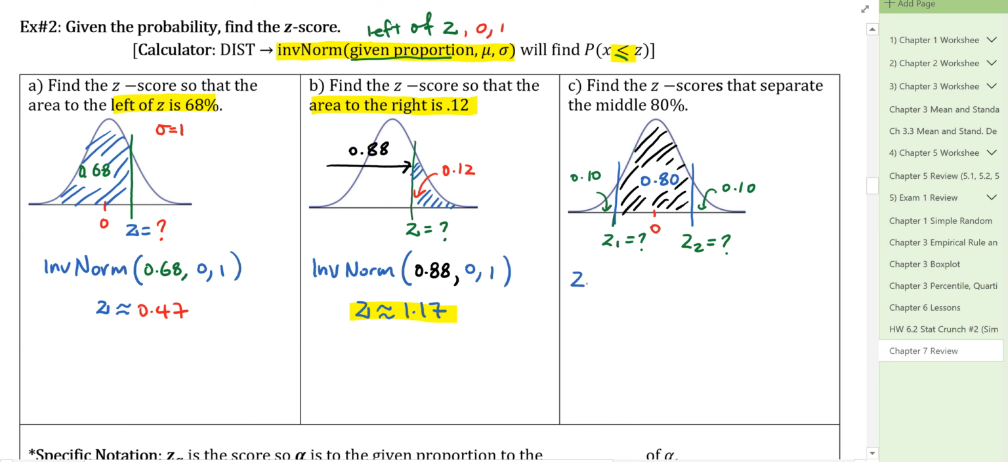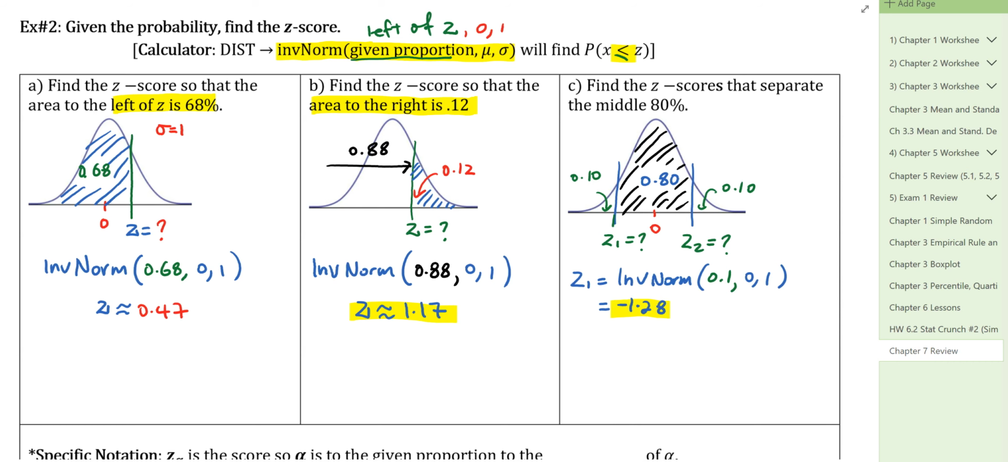So z1 is equal to inverse norm. Okay, I want to put the area on the left of z1. On the left of z1 is 0.1. So I enter 0.1. And mean and standard deviation are 0 and 1 respectively. So enter that in your calculator. We'll get negative 1.28. Okay, so that is z1. Now let's think about it, since it's symmetrical, the area on the right tail should be positive 1.28. Or I can also just use the inverse norm to find that answer.